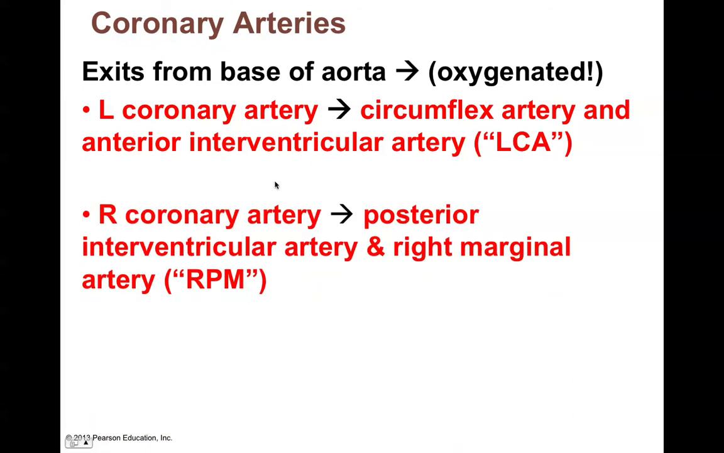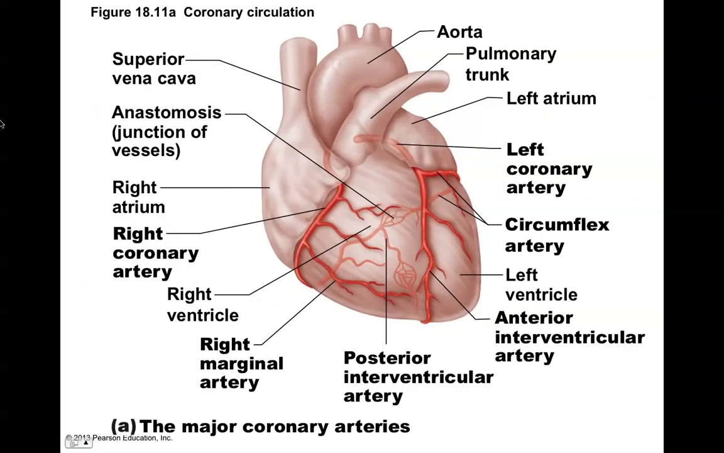The right coronary artery leads to the posterior interventricular artery and the right marginal artery. RPM, which is revolutions per minute, they talk about that for how quickly a vehicle on wheels is going. And so this could represent RPM. The right coronary artery leads to the P, posterior interventricular artery, and the right marginal artery, marginal M. And this is an illustration showing you the major coronary arteries that serve the myocardium with oxygenated blood.